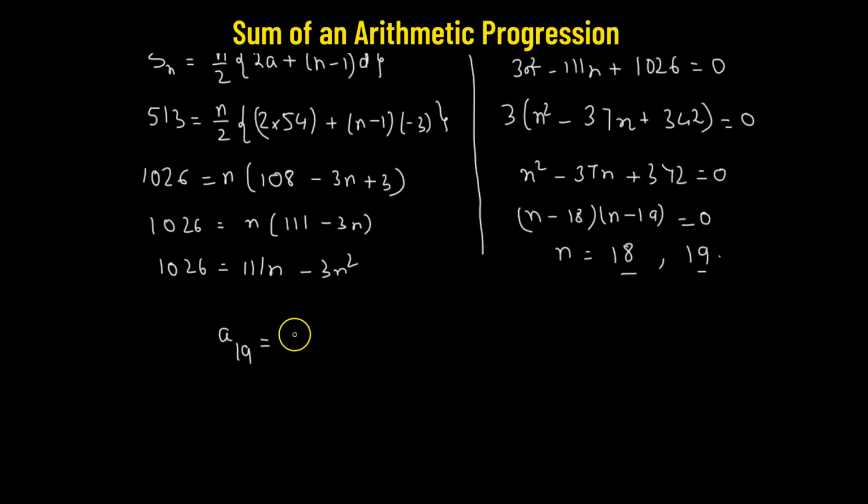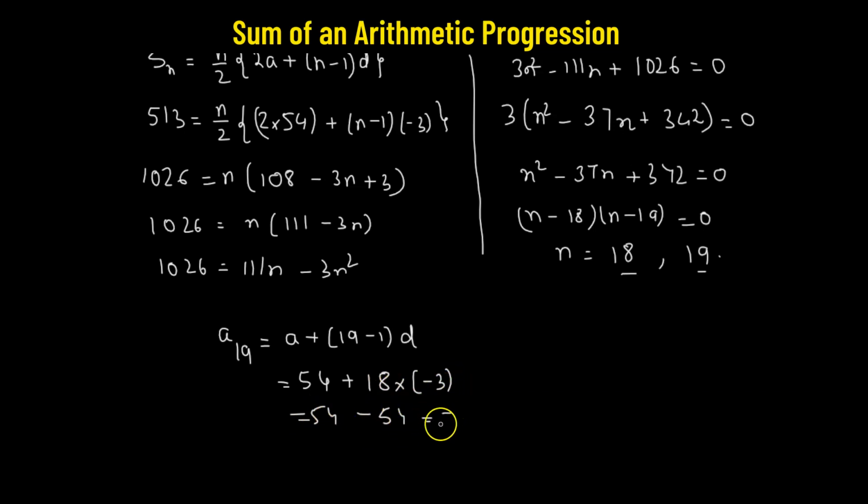So the 19th term will be a plus 19 minus 1 times the common difference d. Our a value is 54. So we have 54 plus 19 minus 1, so that's 18, 18 multiplied by negative 3. This gives us 54 minus 18 times 3, which is 54. So 54 minus 54 equals 0. So that means the 19th term is 0.